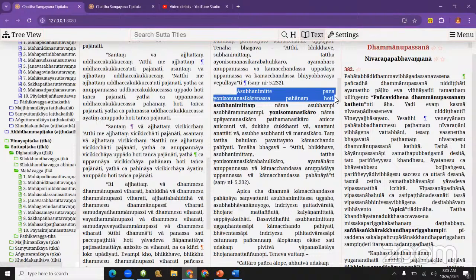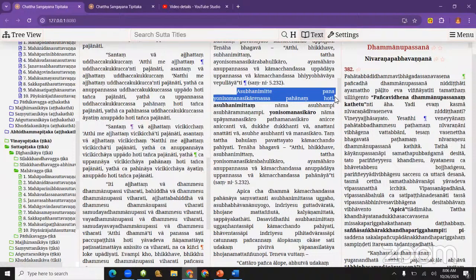Yoniso manasikarena assa, right? Assa means to him. Pahanam hoti means it does abandon. So asubha nimitte, that means abandonment comes through wise attention on the repulsive object, or we can say loathsome object, ugly object, unattractive object. You need to understand this.